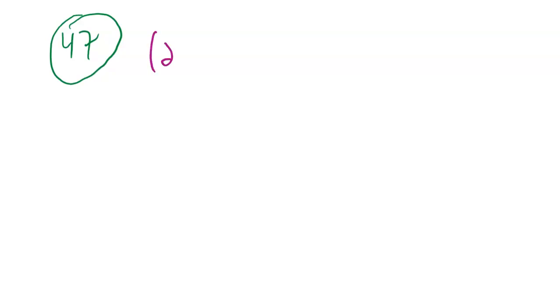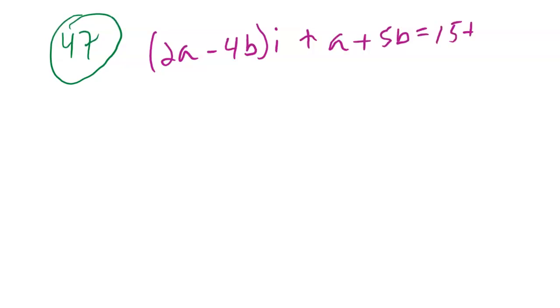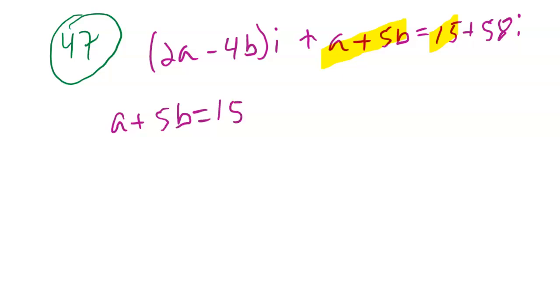I get 2a minus 4bi plus a plus 5b is equal to 15 plus 58i. Okay, like at some point this is just busy work. I think we're at that point. Maybe. Again, I'm gonna set up two equations. This is the real part of the left-hand side, and this is the real part of the right-hand side. So I have a plus 5b is equal to 15.